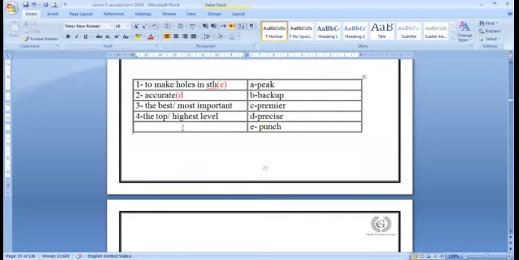Yes, precise. Number three, you have the best or the most important. We have said it many times before also, which is premier. Premier means the best or the most important something. The last one, the top or the highest, the top of the mountain, for example. So it is peak. The answer here is peak.